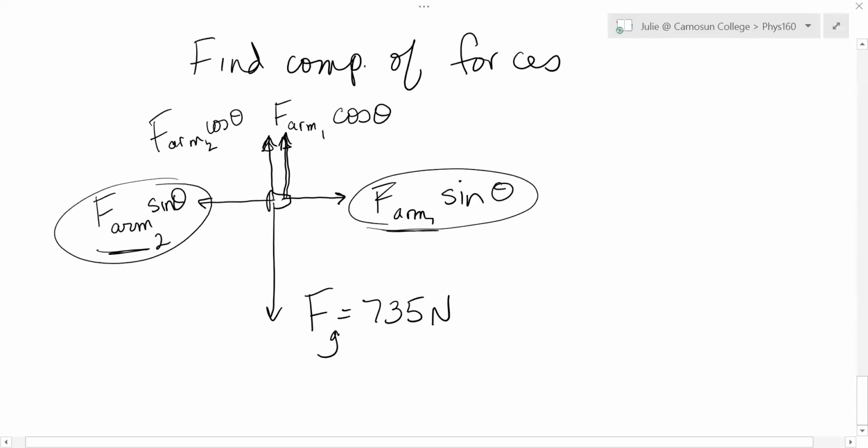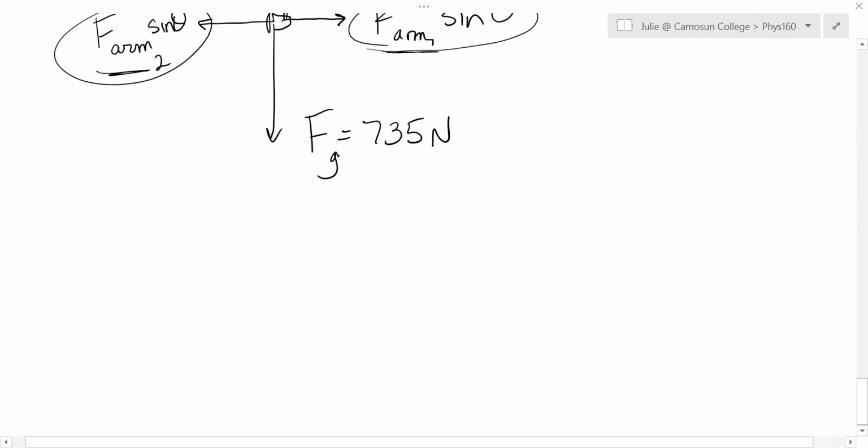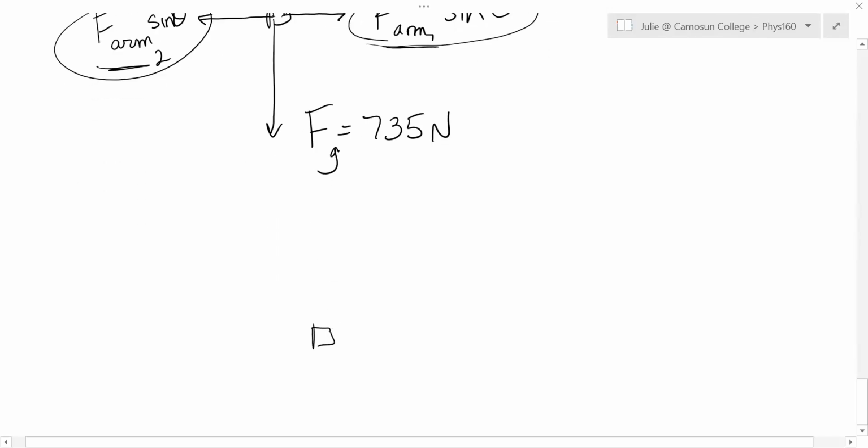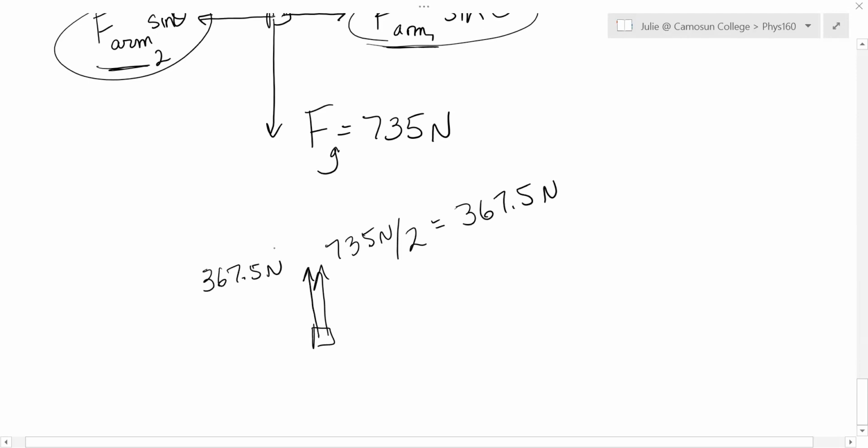Okay, so we know, let me draw it again. So we know that one arm straight up has to be 735 over 2, which is, what is it, 367.5. I'll just keep an extra sig figure. And the other one as well has to be 367.5. Okay, and then we know down is 735. That puts it into equilibrium.